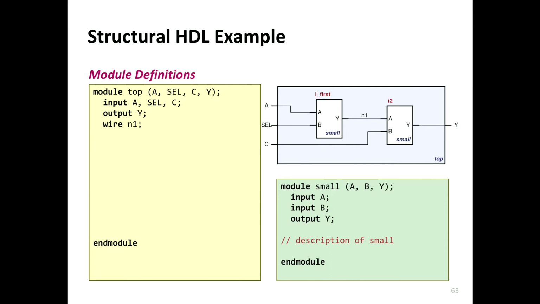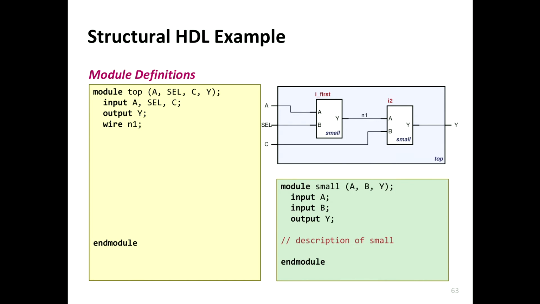It's A, B, and Y. And this is exactly what you write here. So you have module small, A, B, and Y. And remember, you can actually have the same variable name in both. It doesn't matter. They are typically independent modules, so they will not complain at all. And you say which is the input, which is the output, and then you have the description of the small. What does that small do? Any doubts till now?